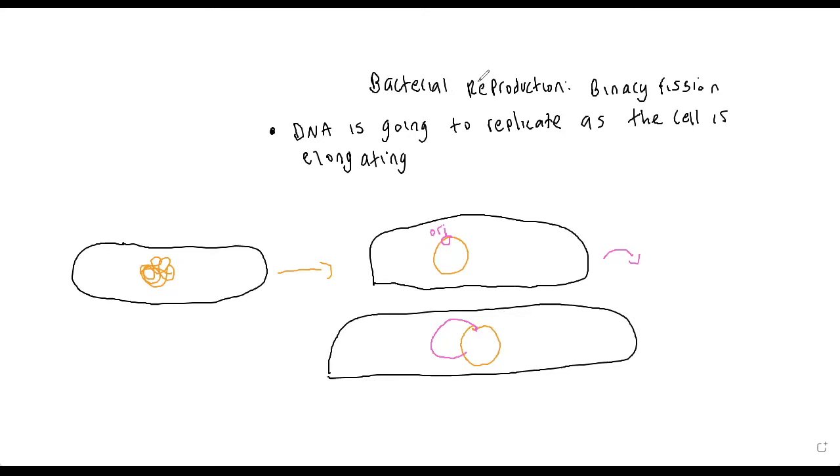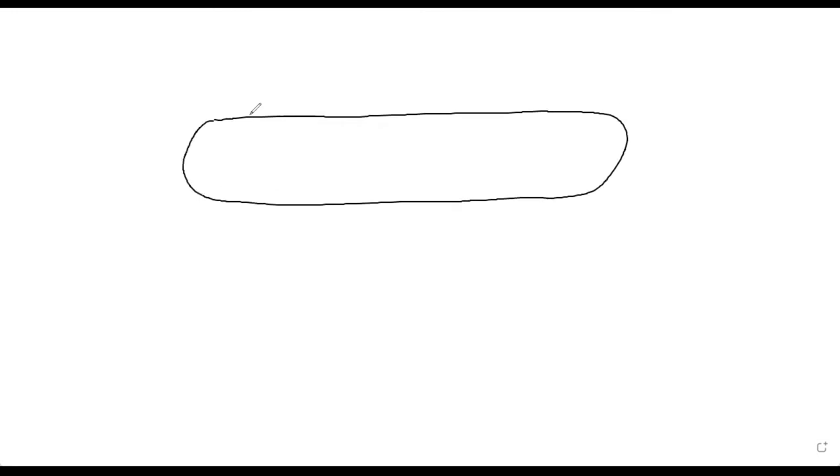Okay, I'm going to have to erase this because I'm running out of room. So now what's going to happen is that the bacteria, which is now about the size of 2 bacterium, here's your hot dog, is now going to have 2 unique sets of DNA.